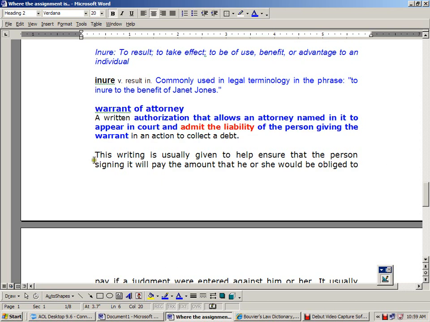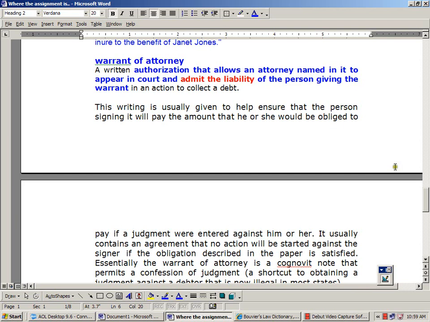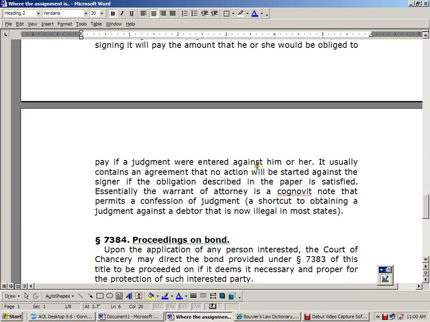Okay, so this writing is usually given to help ensure that the person signing it will pay the amount that he or she would be obliged to pay if a judgment were entered against him or her. It usually contains an agreement that no action will be started against the signer if the obligation described in the paper is satisfied. So in other words, if they can execute the trust, then there's no obligation because it did what they said. If they can't execute it, then you get the bond. Essentially, the warrant of attorney is a cognovit note that permits the confession of judgment, a shortcut to obtaining judgment against a debtor that is now illegal in most states. Well, unfortunately, they say you can use it.